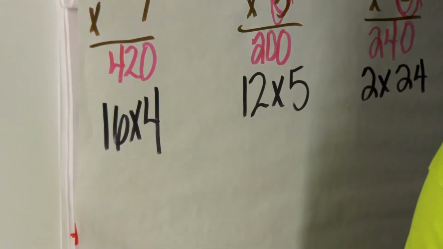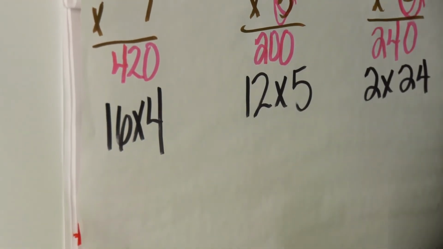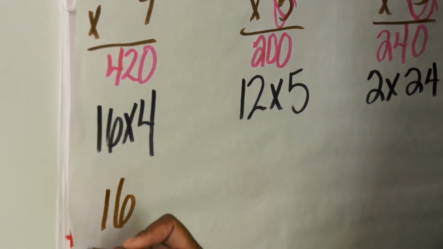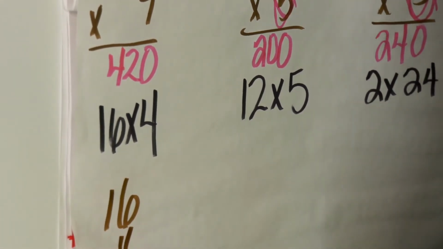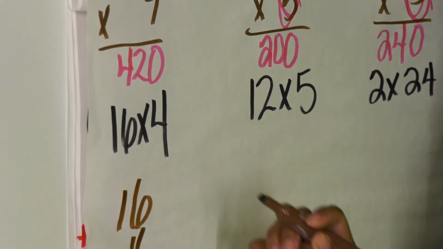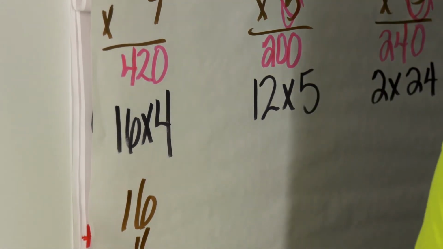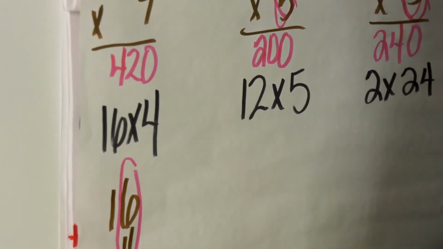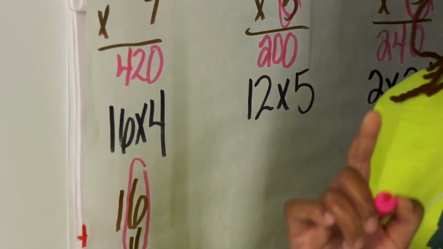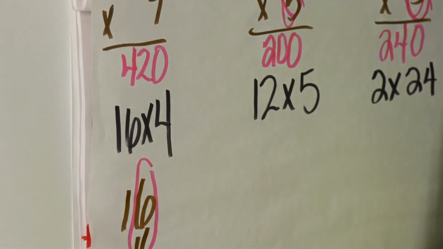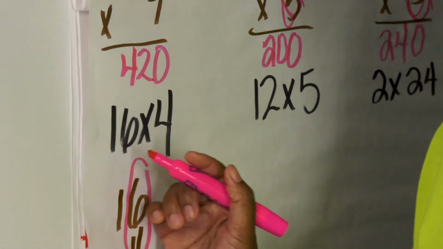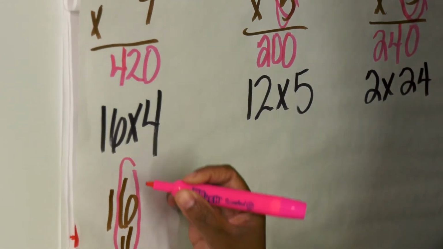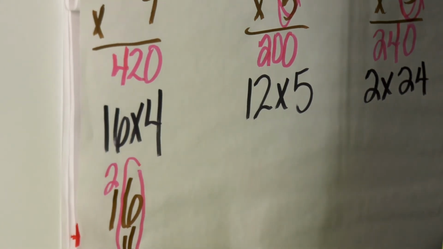All right, so now if you notice, these numbers ended in 0, so they were very easy. Now we're going to shift and take it up a notch. 16 times 4. Remember, the number with the most digits goes to the top. And we want to start with our ones times our ones. 4 times 6 is 24. Just like you carry in addition, you do the same thing for multiplication. So 6 times 4 is 24. You put your 4 here and you carry your 2.